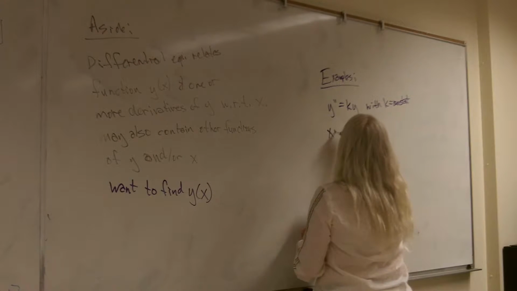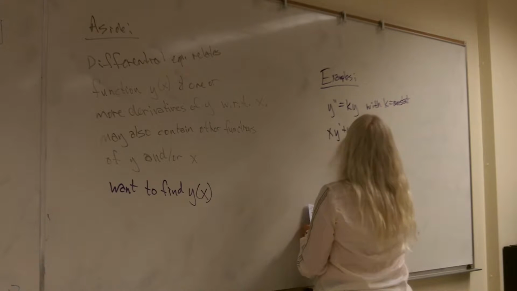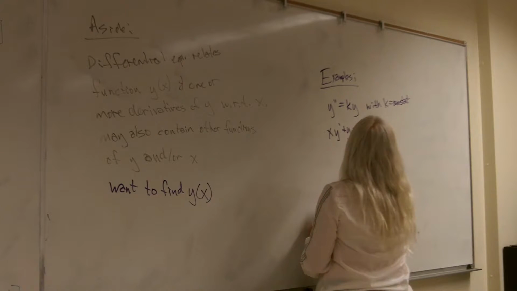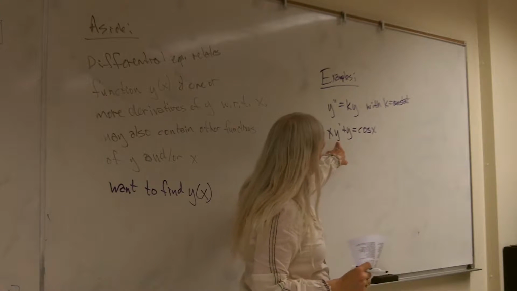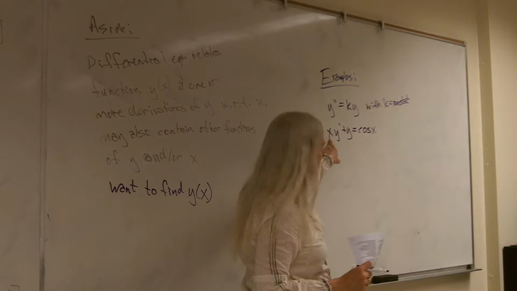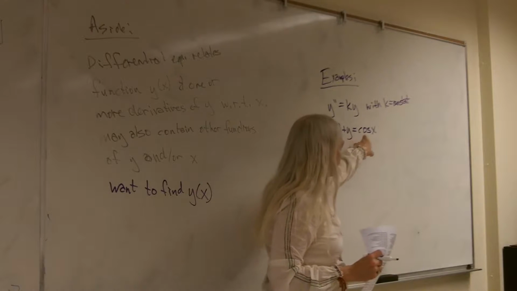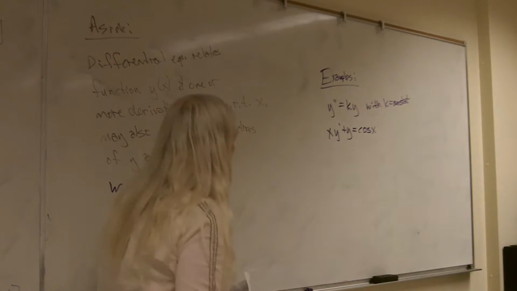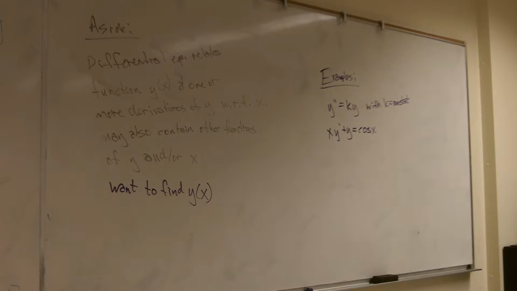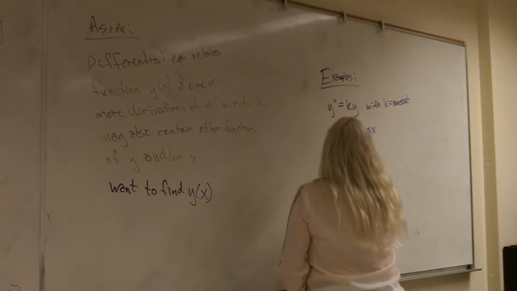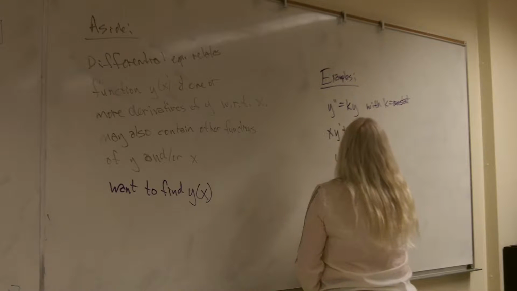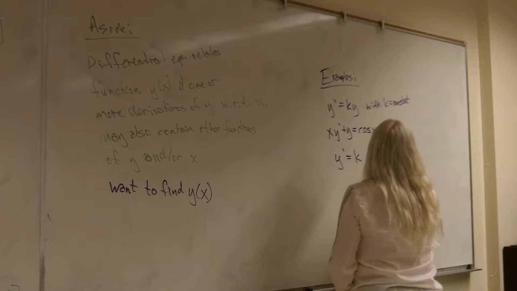Here's another differential equation. x times y prime plus y equals cosine of x. So first derivative of y with respect to x multiplied by x itself, add the function y itself, should be equal to cosine x. We want the function y of x that satisfies that. Maybe a simpler differential equation, y prime equals k, where k is some constant.